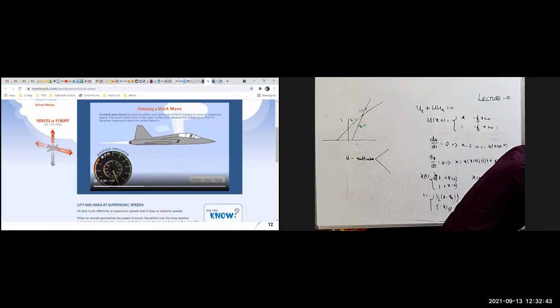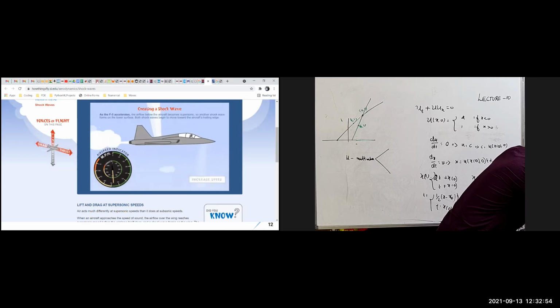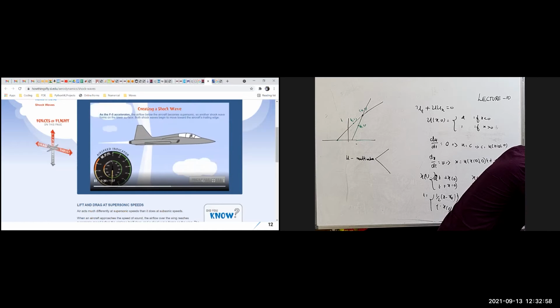So this is, you can see that white patches here. These white patches are moving along. Once it reaches the tail, it is going to produce some kind of shock. The shock wave begins to form at the aircraft's trailing edge.